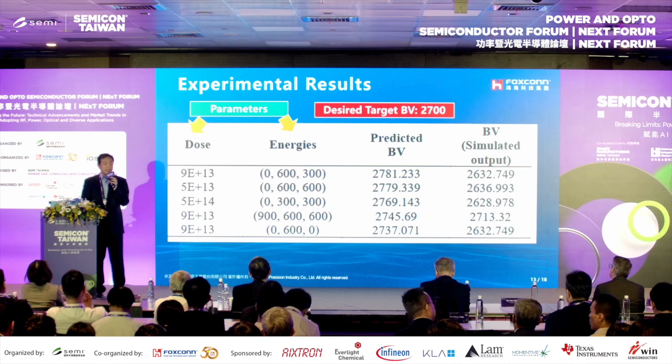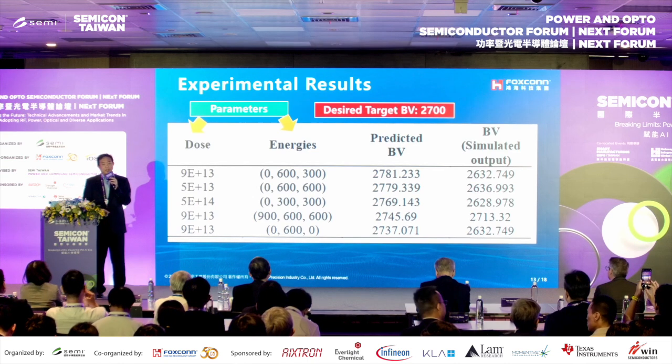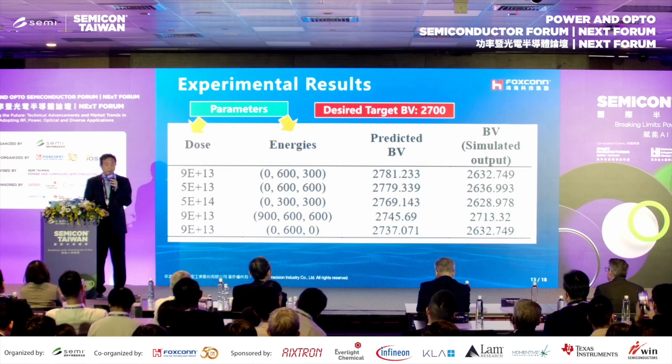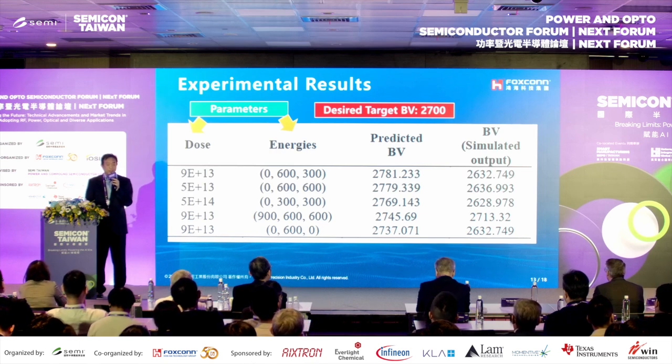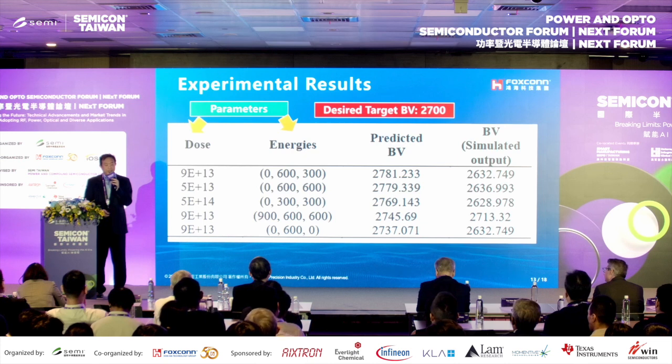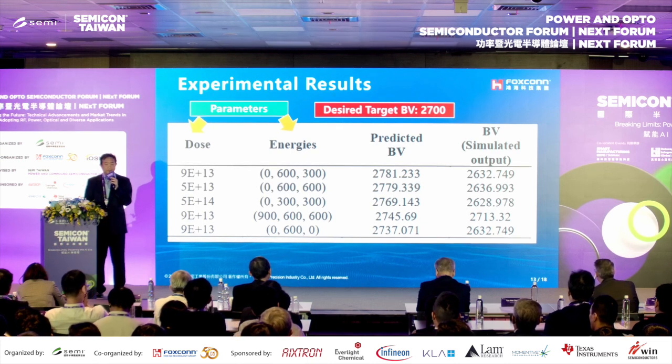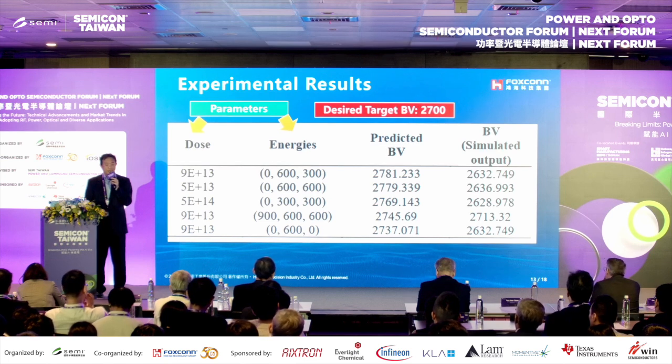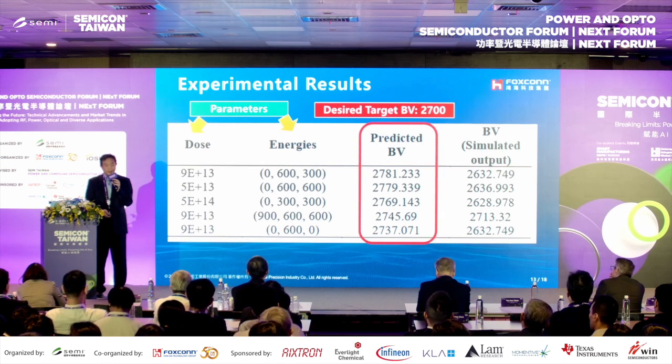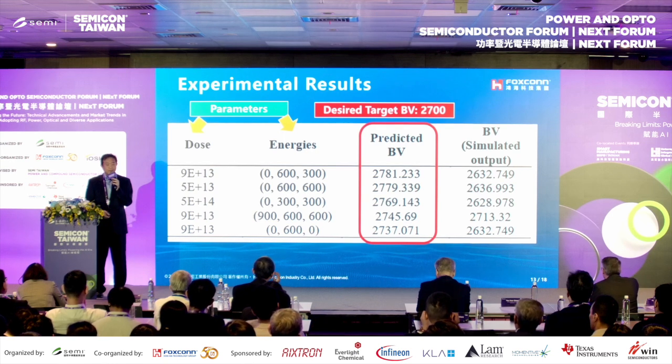Here is the experimental result for the surrogate model. In this experiment, we simplify our problem to use just two sets of parameters, dose and energy. We train a surrogate model and follow the workflow from the previous page until we find the optimal set of parameters. The third column here shows the 5 sets of results that we get from the workflow.